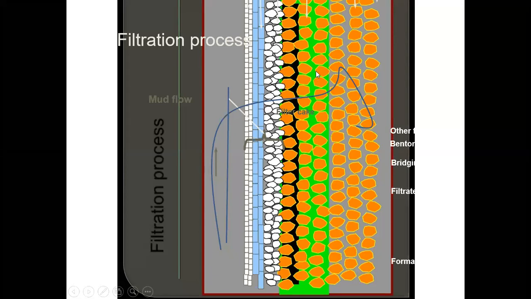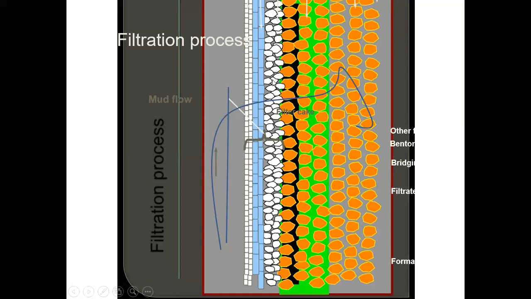But as you go deeper, this one is less filtered, and this one is a total virgin formation, meaning it is untouched, and there's no effect of drilling fluids inside this kind of zone. But as you go from the wellbore towards the raw formation, in between you see that there are a number of layers where a different amount of filtration has occurred. This is the formation damage.